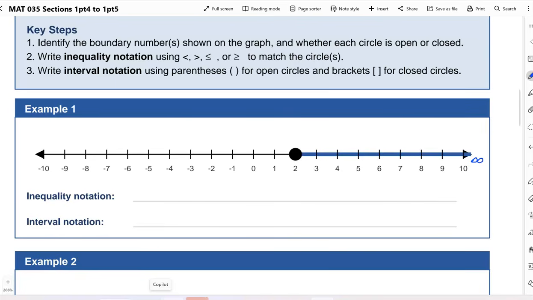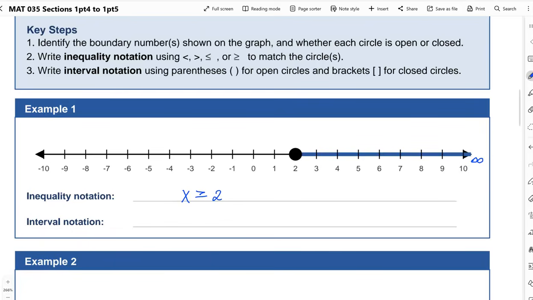So if I'm thinking about inequality notation, I'm going to look at my value. I'm going to use the variable x. Because it's a closed circle, it's greater than or equal to, and I'm looking at everything bigger than 2. So I would say x is greater than or equal to 2.